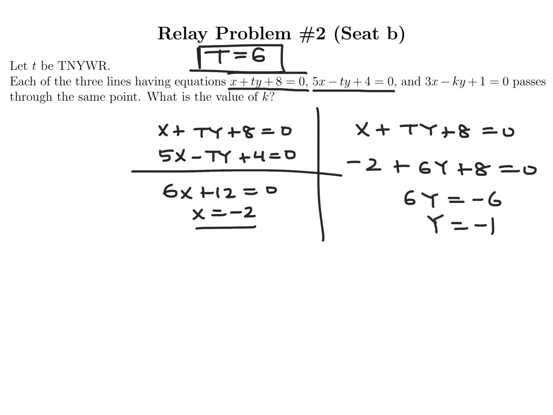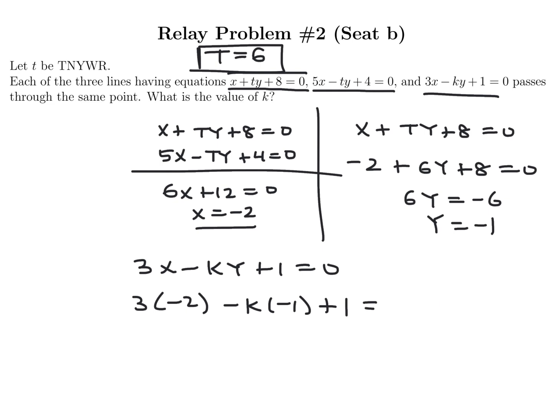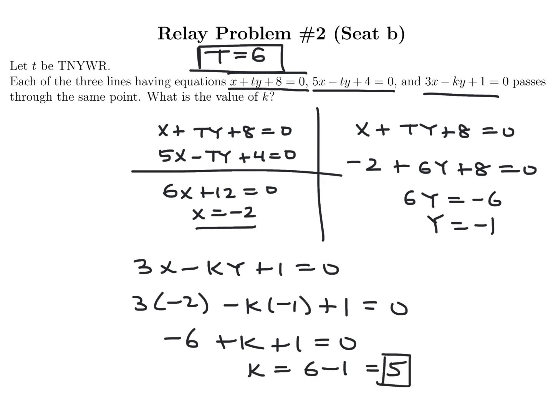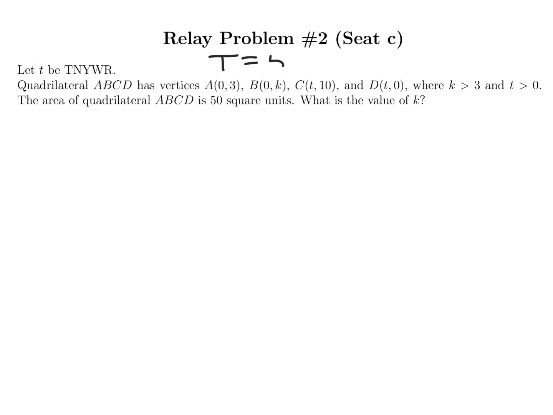Then I'll just plug all that into the last equation, and hopefully that'll help me solve for k. So 3 times negative 2 minus k times negative 1 plus 1 is 0. So minus 6 plus k plus 1 is 0. So k looks like 6 minus 1, and that is 5. So 5 is the value for k. T is equal to 5.